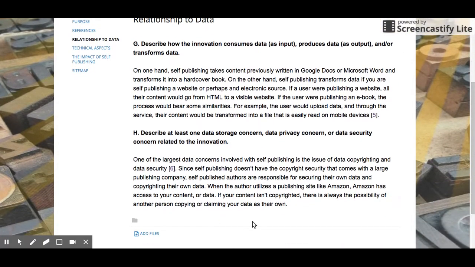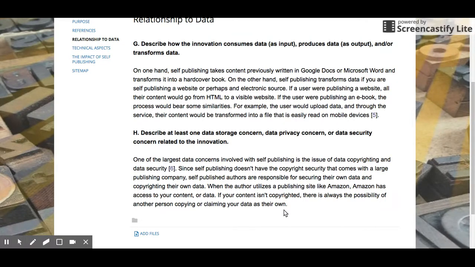So one of the biggest concerns with self-publishing is the issue of copyright. Because you're putting your content or your data out there, you're not necessarily owning it unless you explicitly copyright it. So if you use a larger program like Amazon, Amazon has access to your work. Other people have access to your work, and there's always the potential for other people to steal it. But I always believe in the good in humanity, so I hope that never happens. But there is that issue.